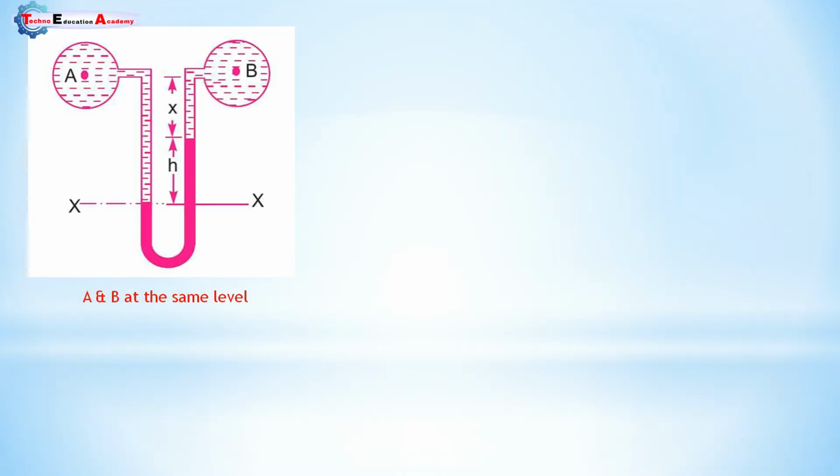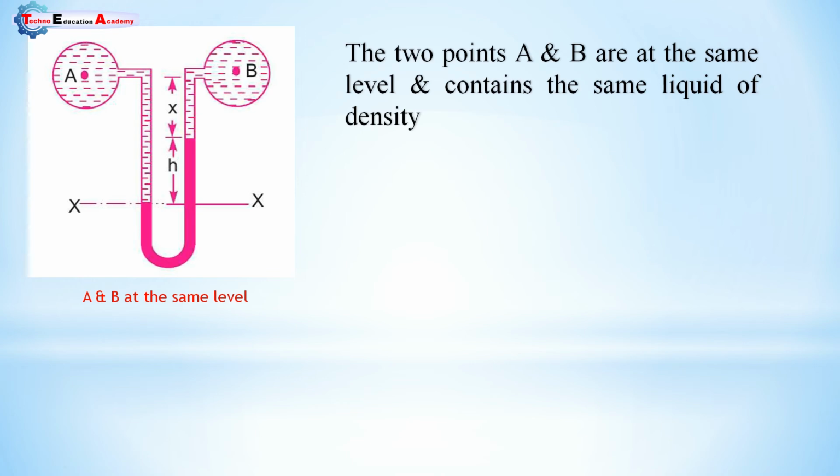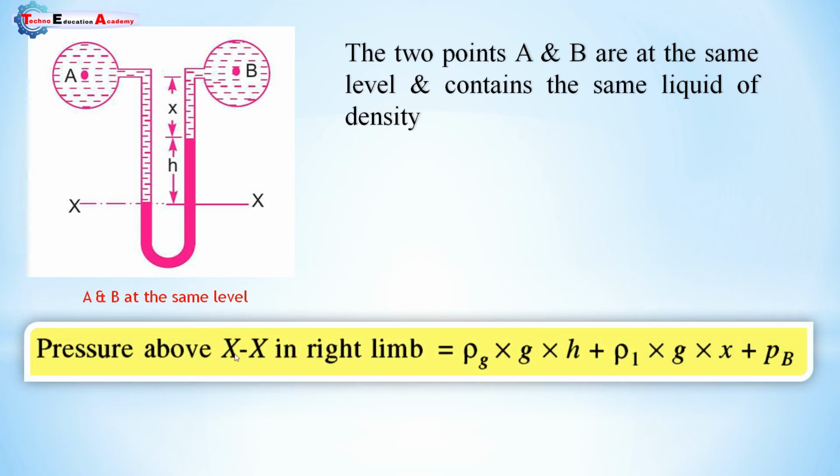The second case for the differential manometer: we are considering A and B at the same level. So two points A and B are at the same level and contain the same liquid of density. Pressure above xx in the right limb. Here we are considering the datum line, but in our case the elevation difference is not there. In this case, we are considering A and B at the same level. Pressure above xx in the right limb equals pressure due to the height column of mercury. Here we are considering the density of mercury as rho g, or we can say heavy liquid density. g is 9.81 and the height of mercury is h, plus pressure due to the height column of light liquid.